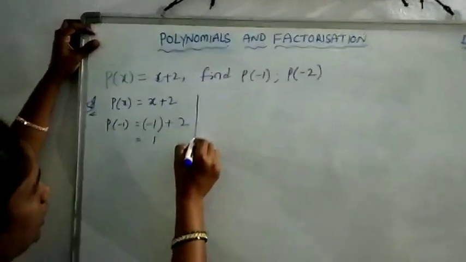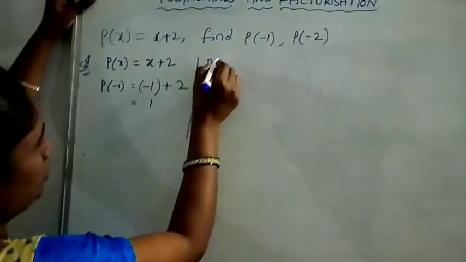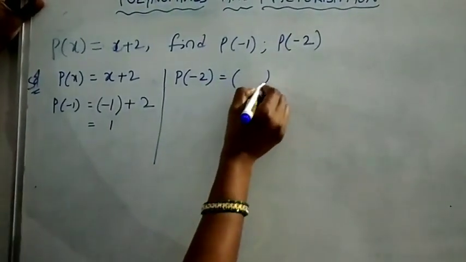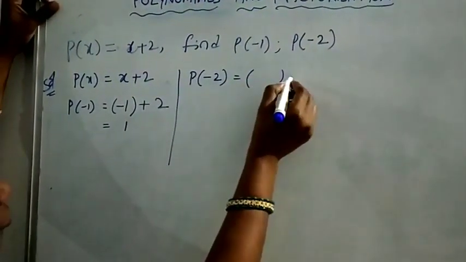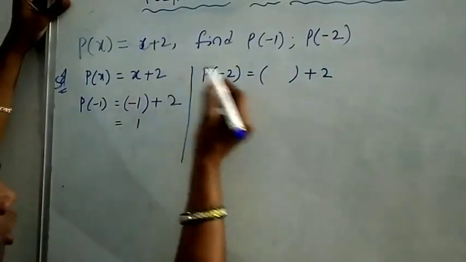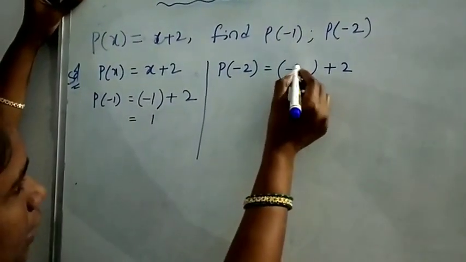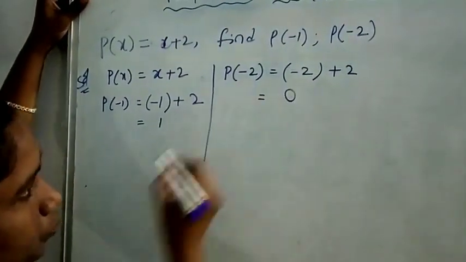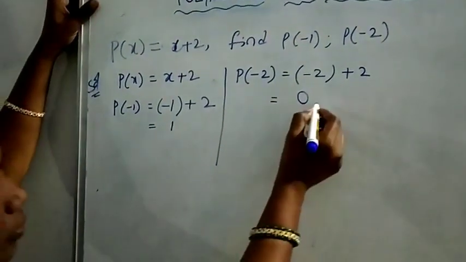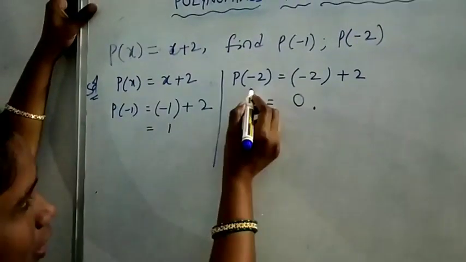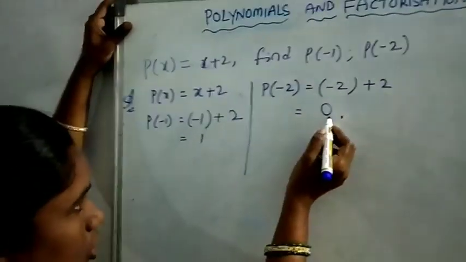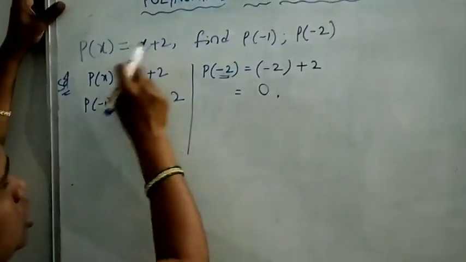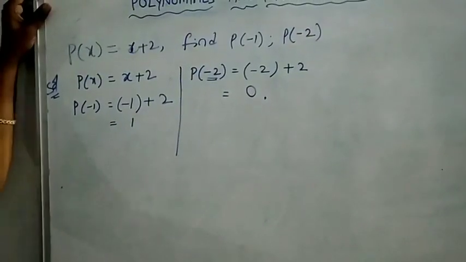Okay. Next, we have to find P of minus 2. That means in the given polynomial x plus 2, in place of x we have to write minus 2. You all know, children, minus 2 plus 2 is 0. So, since the value of P of minus 2 is 0, we say that this minus 2 is said to be the zero of the given polynomial.